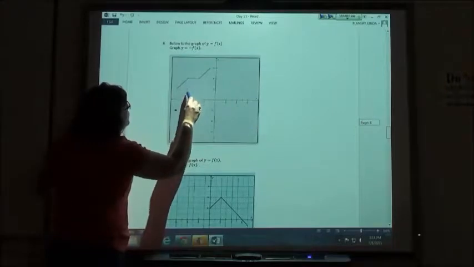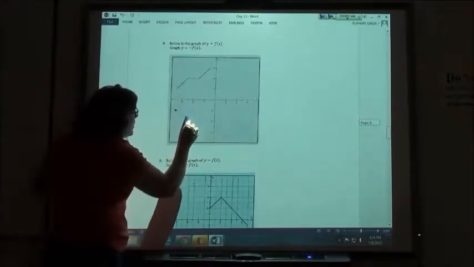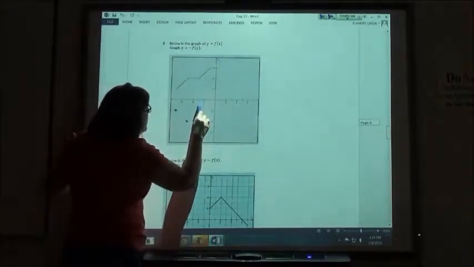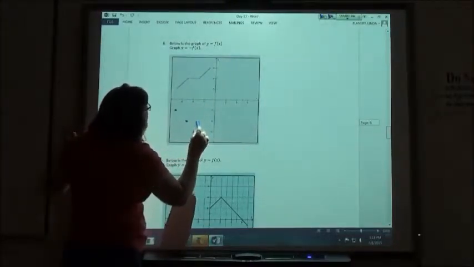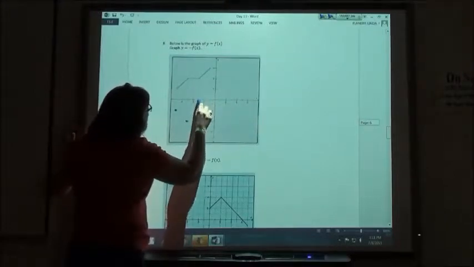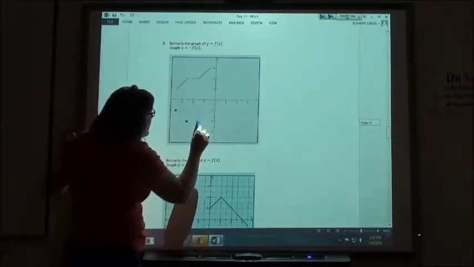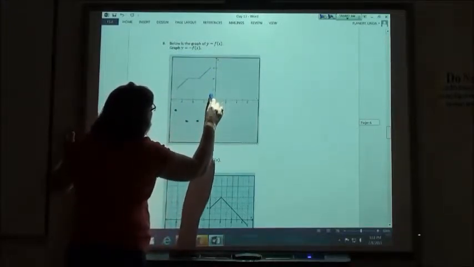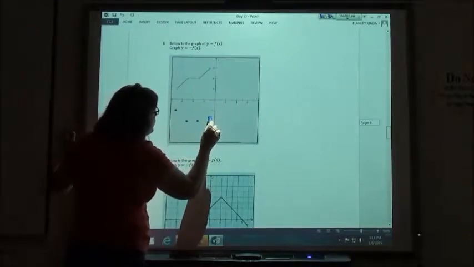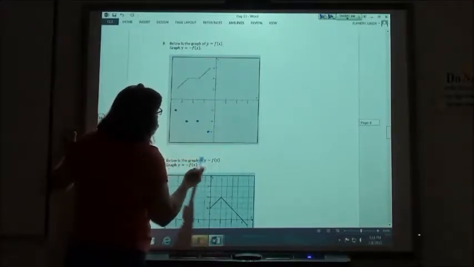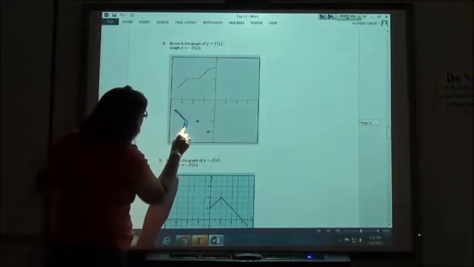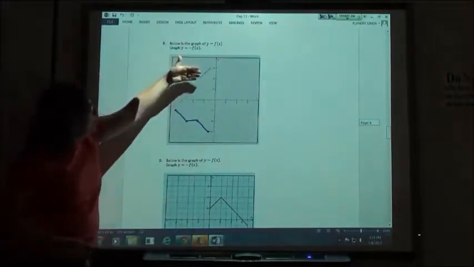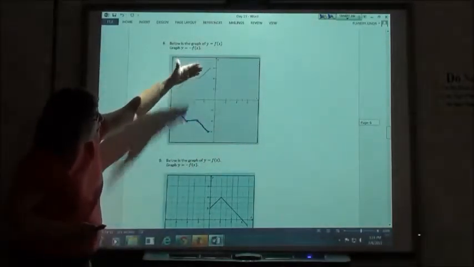This point, 1, 2, 3, 4. So 1, 2, 3, 4. This point, 1, 2, 3, 4. So 1, 2, 3. Did I count wrong? 1, 2, 3, 4. 1, 2, 3, 4. There. Should be straight across. And this one is 1, 2, 3, 4, 5, 6. So 1, 2, 3, 4, 5, 6. And so now it's going to go down, across, and down. And again, if I fold it across here, this would be right on top of there.